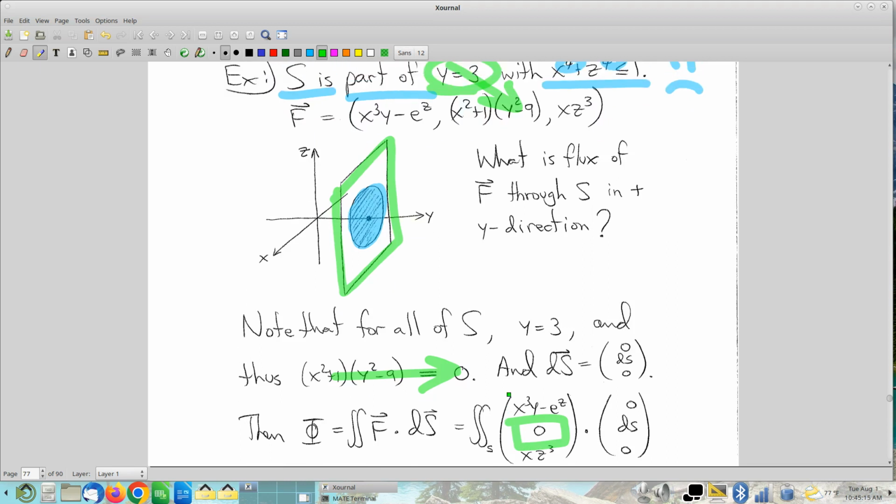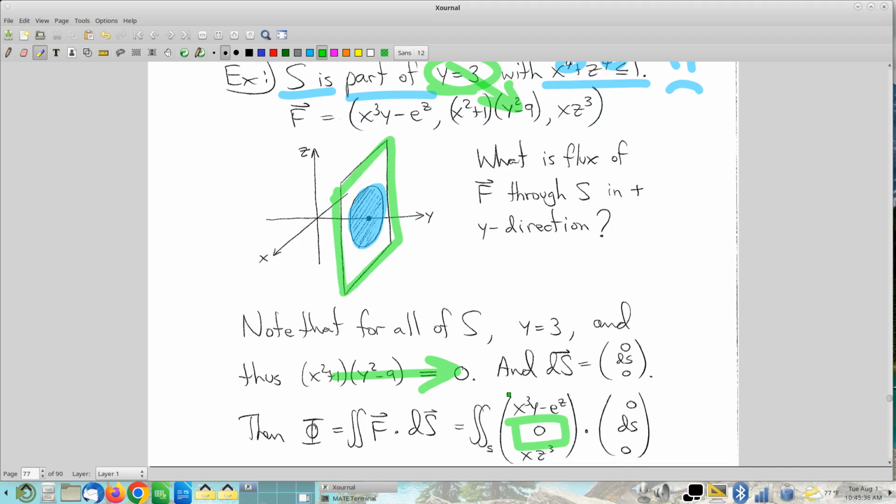And that means that our vector field has a 0 right there. So that's my first observation. Everybody see what happened there? This is a big geometric good fortune. The mere fact that my surface is in a certain plane allows me to rewrite my algebra for my vector field. Everybody happy? Okay. All right.